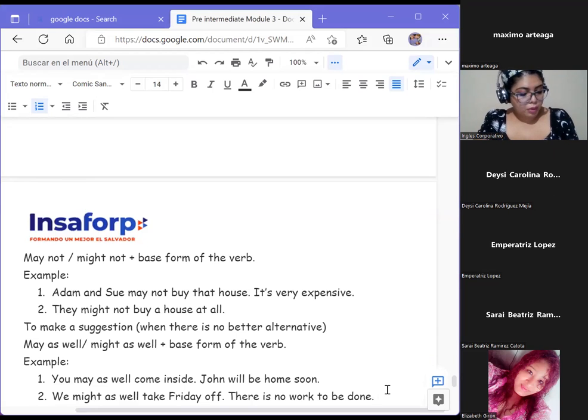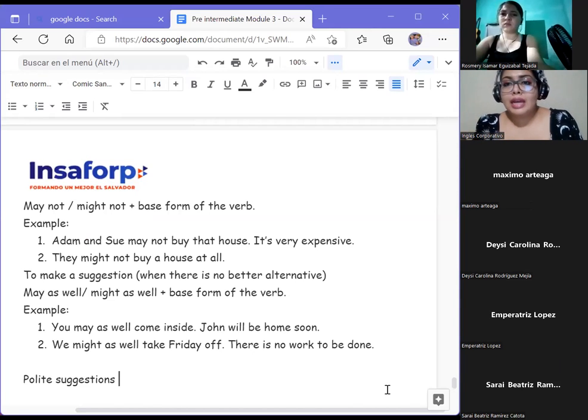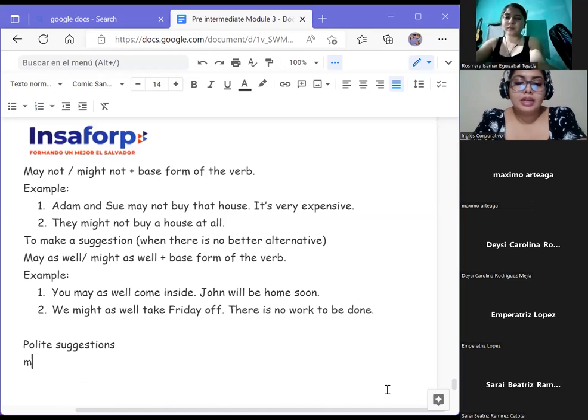Okay, then we have polite suggestion. And we are following the same structure because we are saying that we are using this kind of structures to make polite suggestions, to use this structure for something very formal or to sound more polite. Vamos a utilizarla siempre para sonar de manera más respetuosa, más formal, más así, ¿verdad? No tan informal, no tan como que ya nos conocemos y tenemos tanta confianza. So, in this case, we have this structure, may plus base form of the verb.